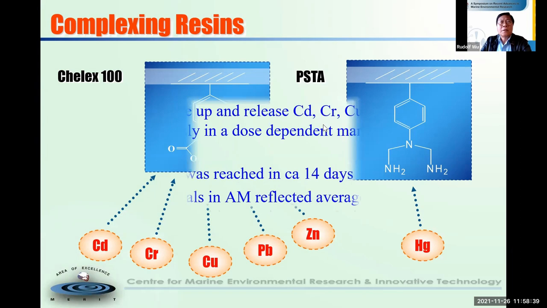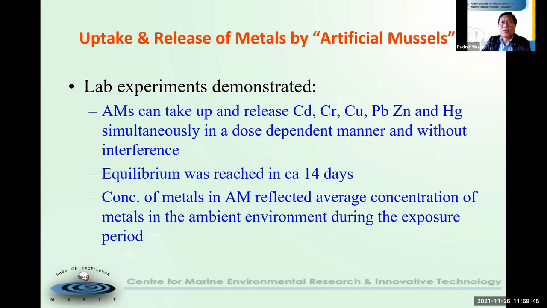And then our laboratory experiment demonstrates the artificial mussel can take up a range of metals, including cadmium, chromium, copper, zinc, lead, and mercury simultaneously, in a dose-dependent manner, without being interfered with by temperature and salinity to any great extent, and reach equilibrium within 14 days. And the concentration of metal in the artificial mussel therefore reflects the average concentration of metal during the deployment period.